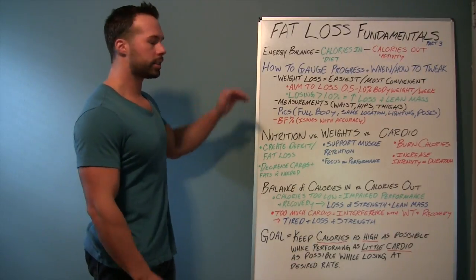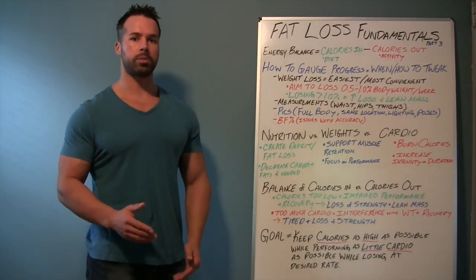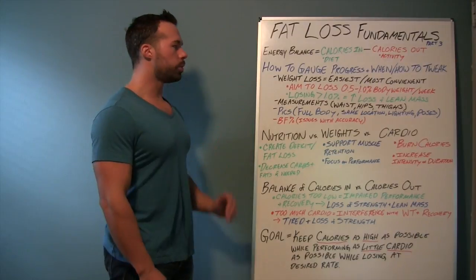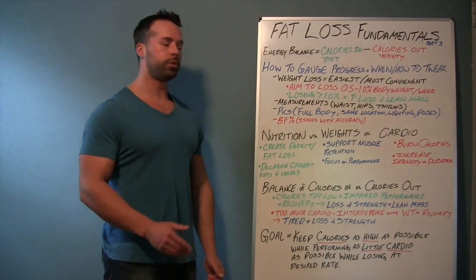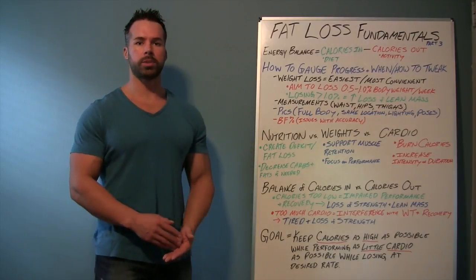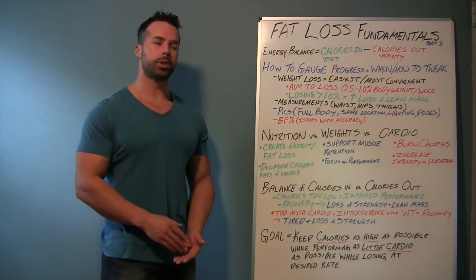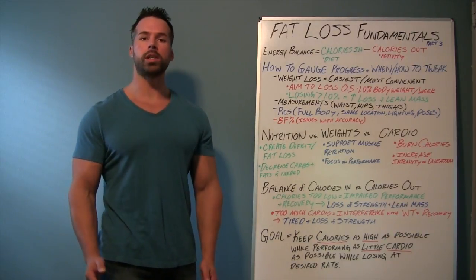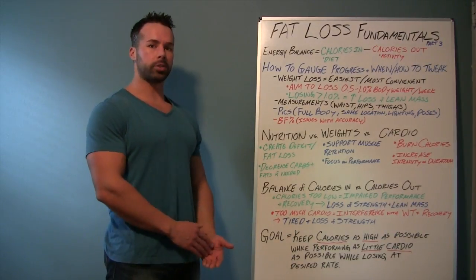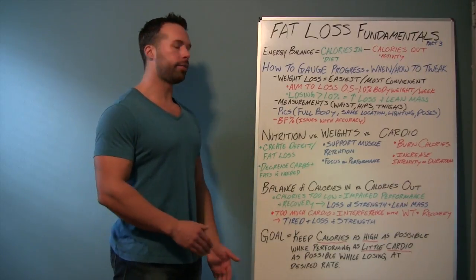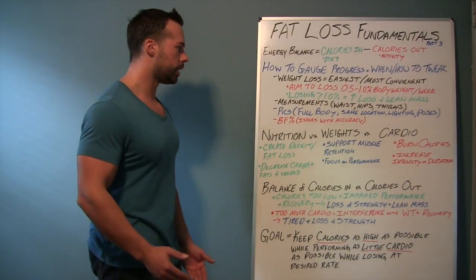So again, weight loss using a scale is the best, most convenient way to track your progress. You want to aim to lose about 0.5 to 1% body weight per week. Now this is based off of some scientific studies that show that once you start losing at a rate greater than 1% of your body weight per week, the rate of lean mass loss increases. So you're going to want to limit your rate of loss to 0.5 to 1% body weight per week.